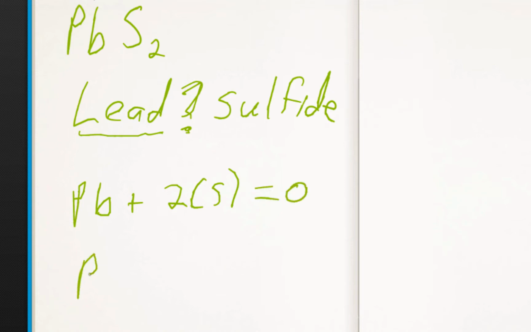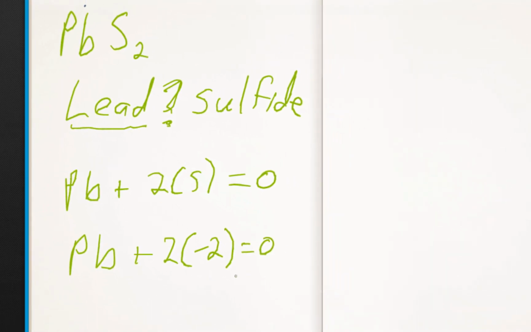So whatever lead is, plus what's the charge of sulfur? Look on your periodic table. Sulfur has a charge of -2. Whatever lead is, plus 2 times a -2 is equal to 0. That means lead has to be a +4. So you would say Roman numeral 4. So that'd be lead(IV) sulfide.